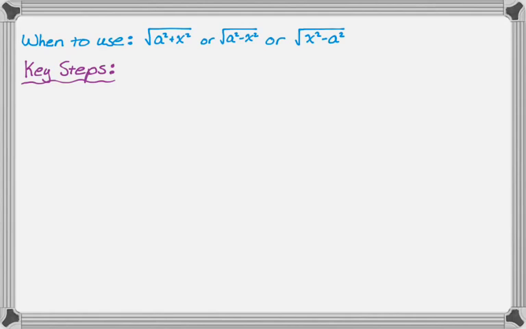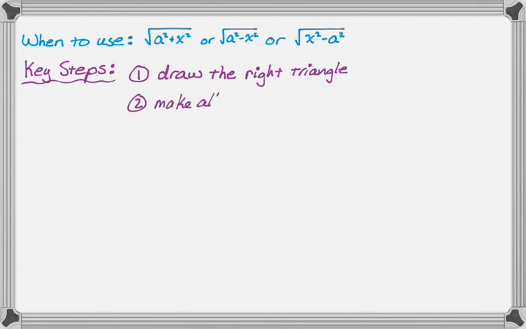So the first one is that you're going to use the radical that you see to draw a right triangle. So maybe the radical could represent the hypotenuse, maybe it could represent one of the legs of the triangle, but we're going to use it to draw a right triangle. And then we're going to use the triangle to come up with things that we can make as substitutions. So you're going to want to make all of the substitutions.